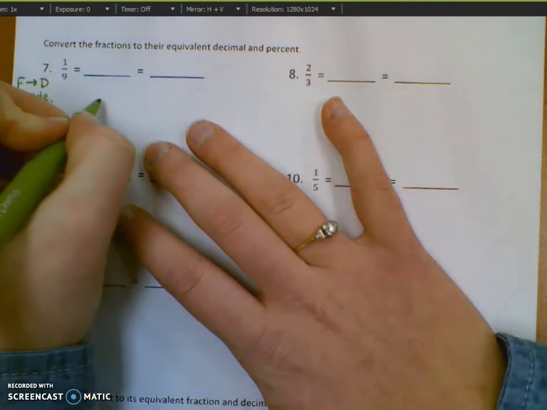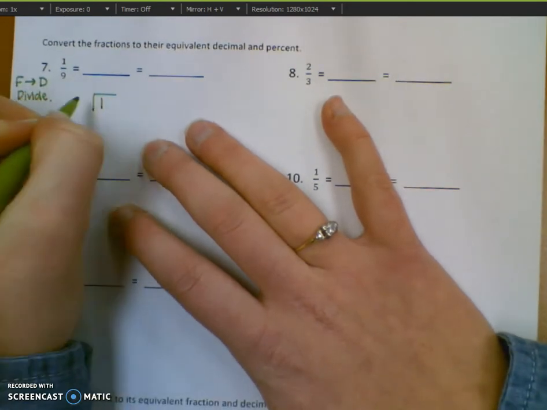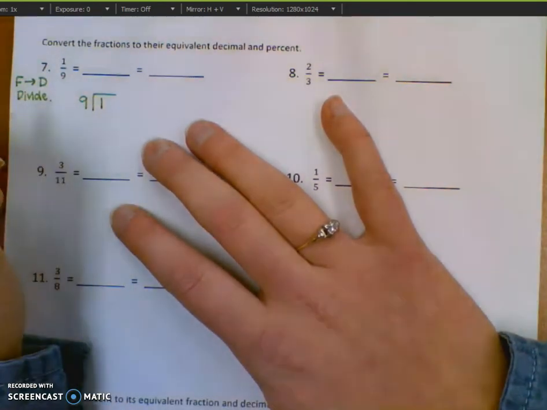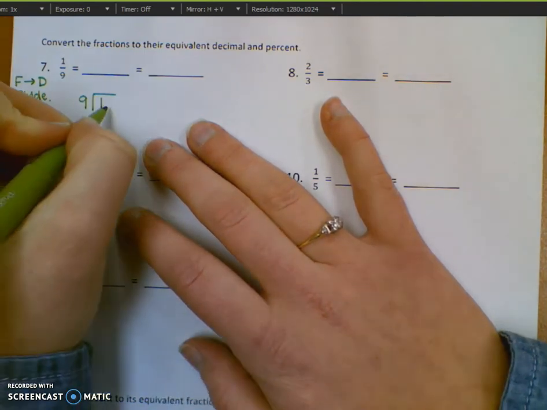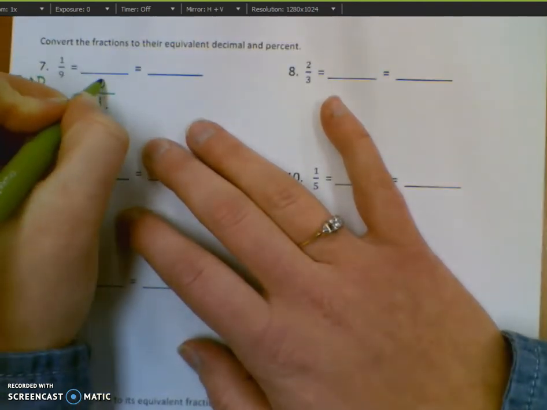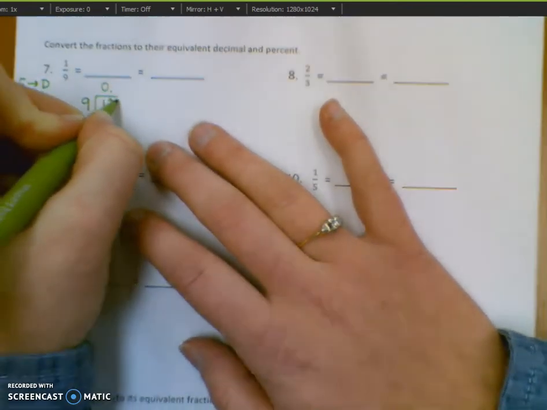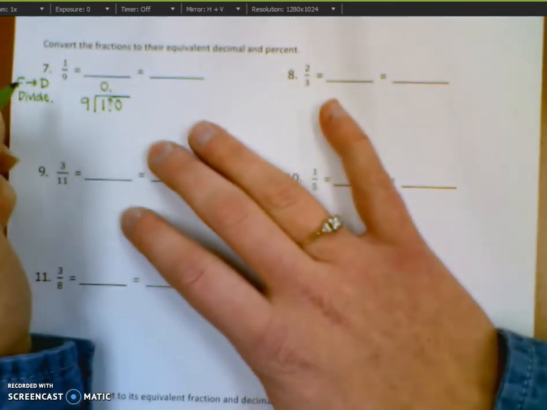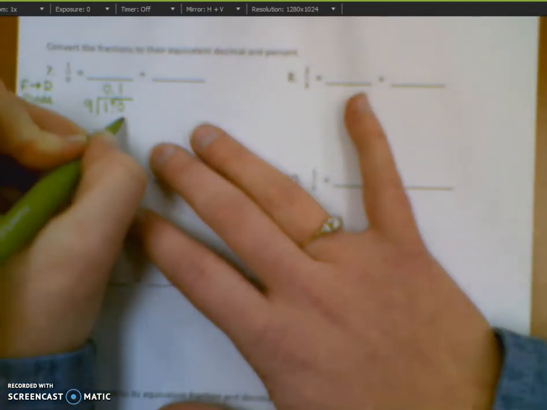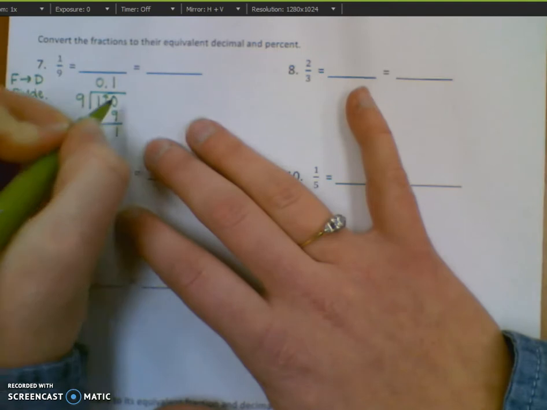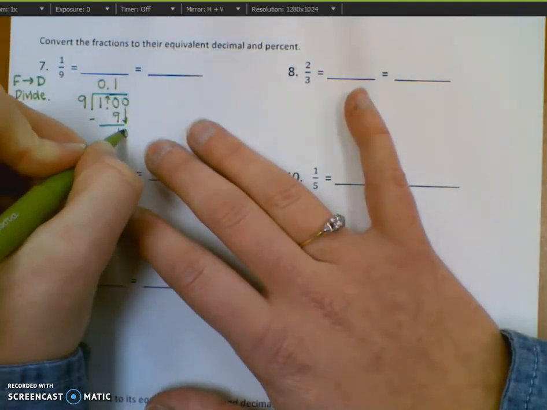So 1 divided by 9, it's important that the 1 goes inside the bracket and the 9 goes outside. Order can get confusing here, but we want the 1 on the inside. 9 can't go into 1, so I have to add a decimal point and then a 0 at the end, because 9 can go into 10 once here. 1 times 9 is 9. When I subtract, I get 1, and I can add another 0 and bring it down.